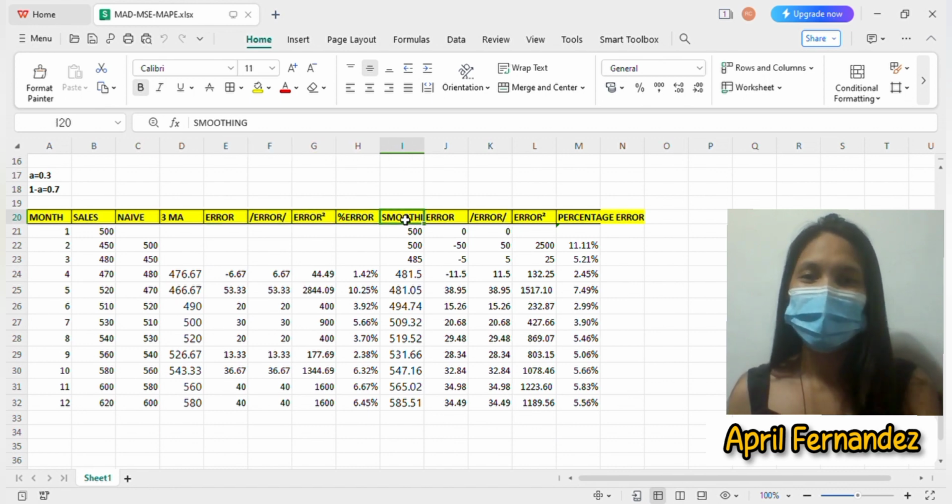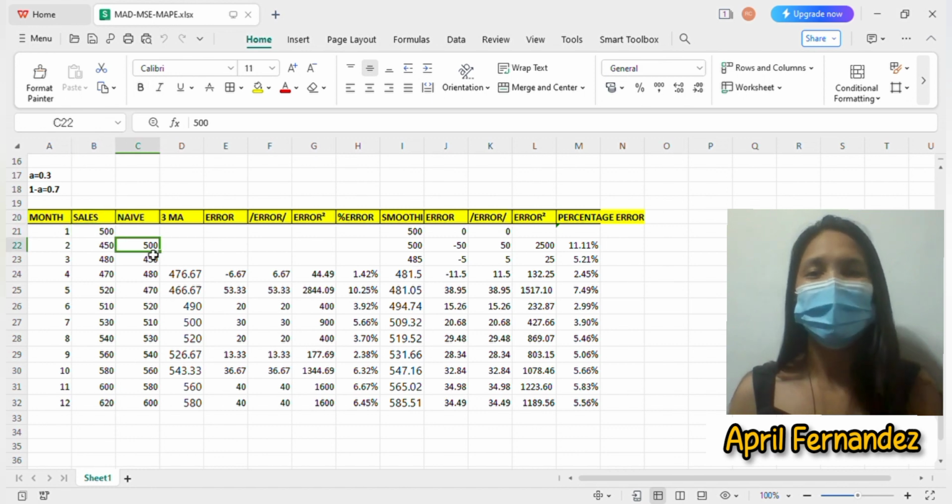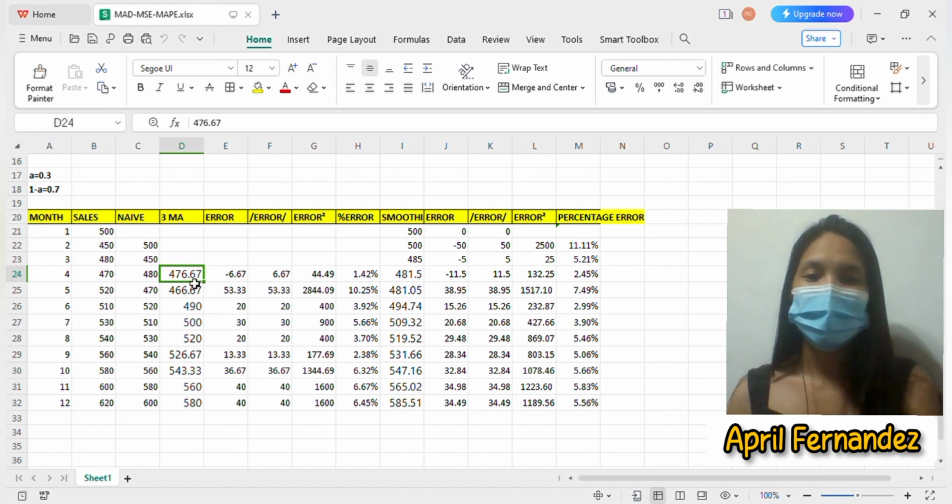The second one is the moving average. The moving average method uses the average demand of a fixed number of past periods to forecast future demand. This method smooths out short-term fluctuations and highlights the longer-term trend. For example, if the demand for the past three months was 400, 450, and 500 units, the forecast for the next month would be the average of these three months. We add 400, 450, and 500, and the sum is divided by 3. So it's equivalent to 450 units.